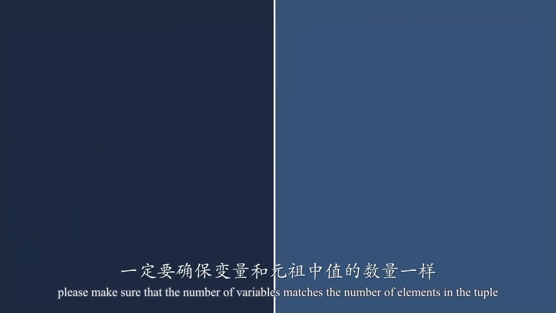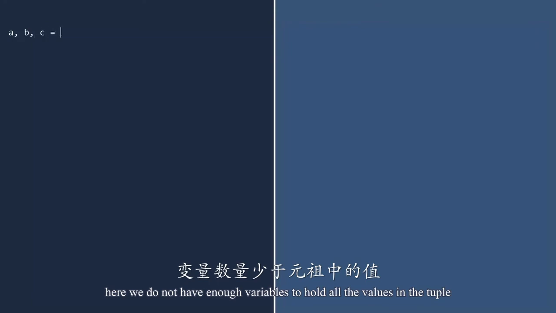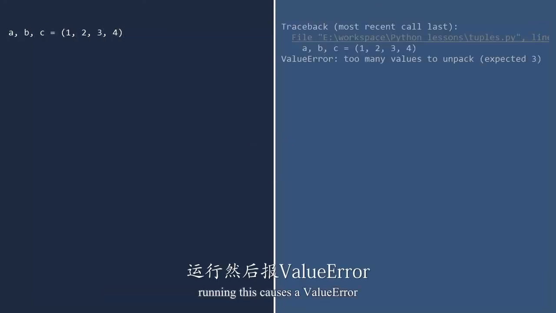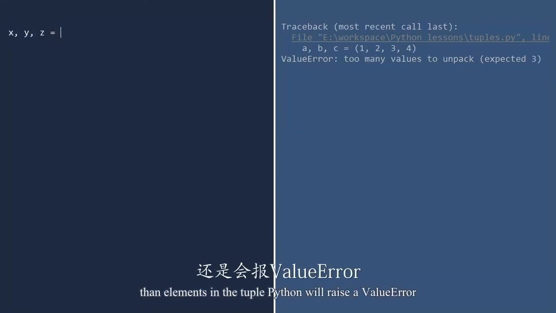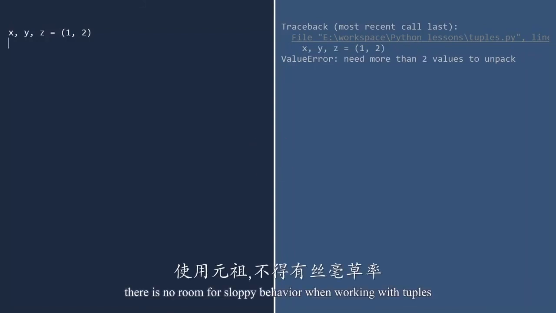Please make sure that the number of variables matches the number of elements in the tuple. We will look at 2 cases. Here, we do not have enough variables to hold all the values in the tuple. Running this causes a value error. Similarly, if you have more variables than elements in the tuple, Python will raise a value error. There is no room for sloppy behavior when working with tuples.